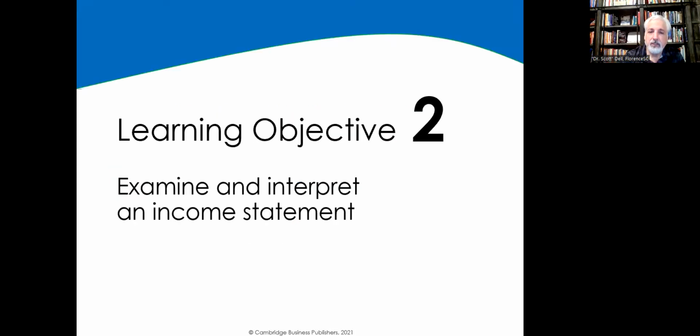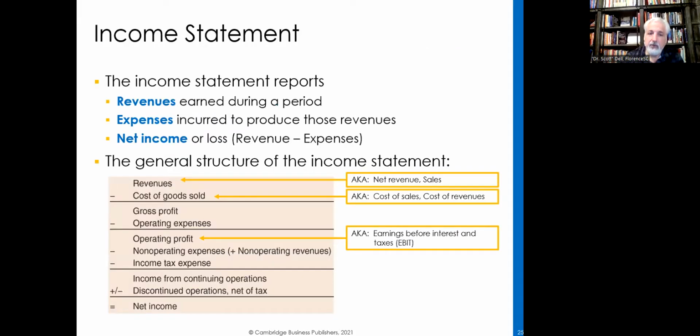Let's keep going. Let's go a deeper dive. We'll take a look at the income statement. We know what's on an income statement: revenues, expenses, and net income. This is a multi-step income statement. There's single step and multi-step. Multi-step includes a gross profit calculation.